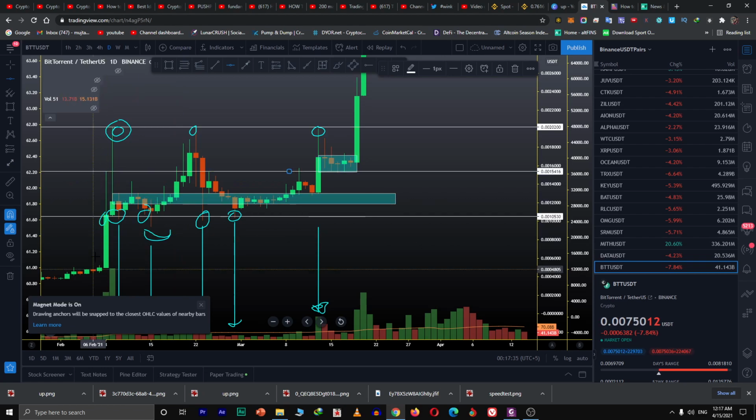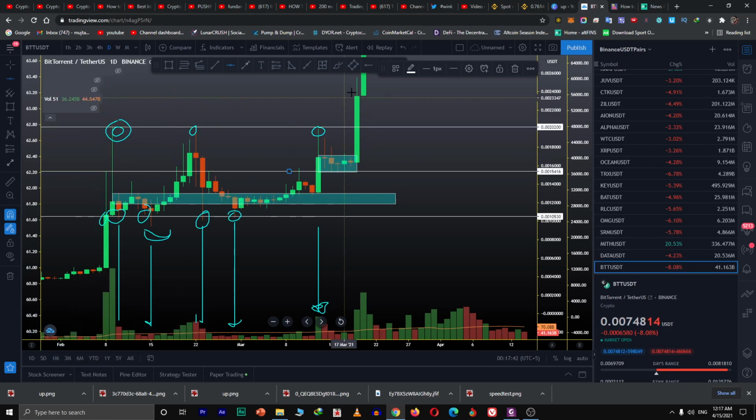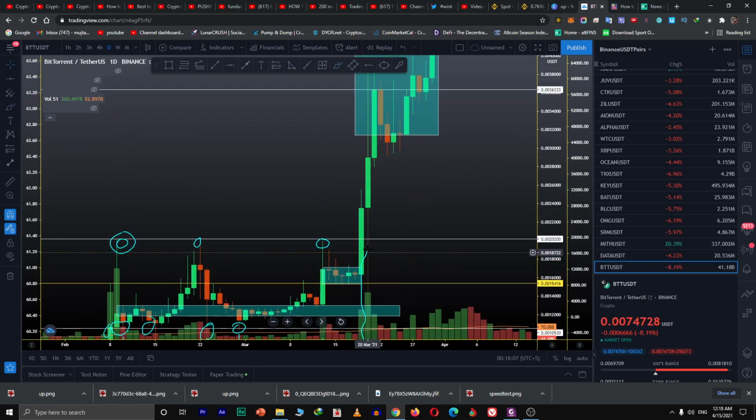Because it broke above this level, it became a zone within a zone. These two were the major zones, this one and this one, and in between there's a consolidation zone. It respected this zone for a few days, and after that, in these three candles you can see large volume helped this candle to break above, and we moved above.